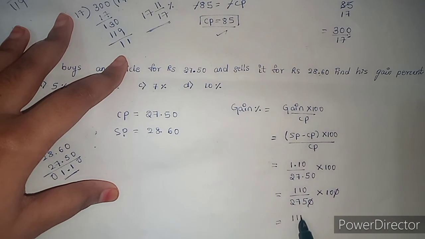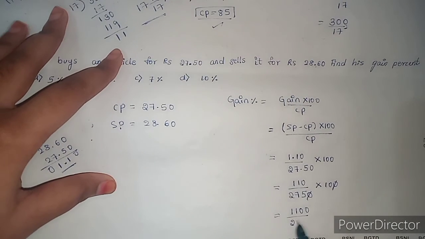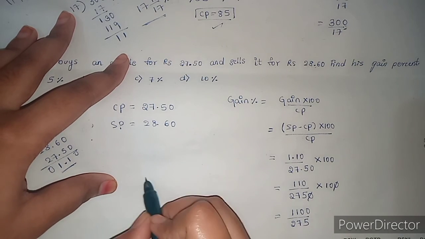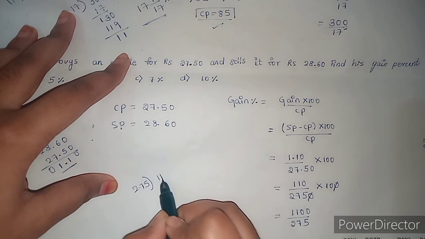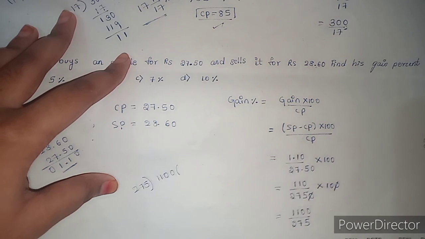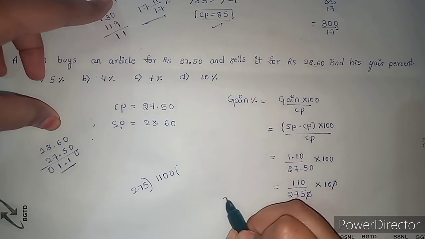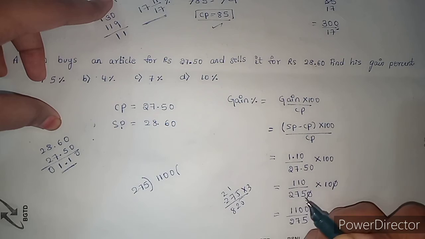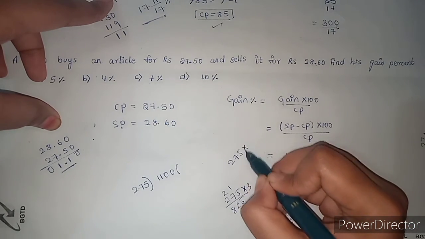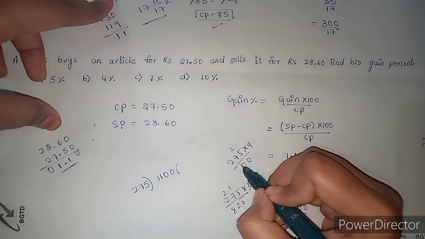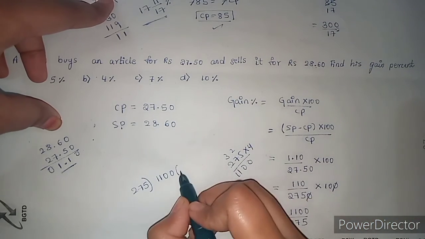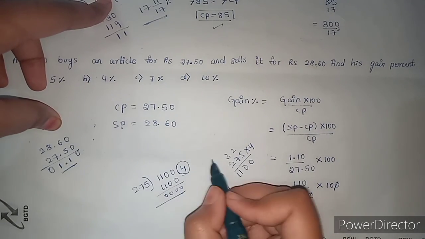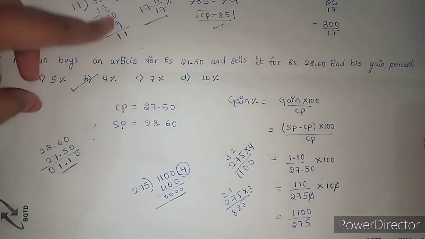Then 110 into 10 is 1100, then 275. Now divide it. 275, 1100. Now 275, 3 I'll take, 3 2s are 6, 8. I think one more number, raise one more number. 5 4s are 20, 28, 30, 4 2s are 8, 11. Exactly we got 1100. So the answer is 4%.